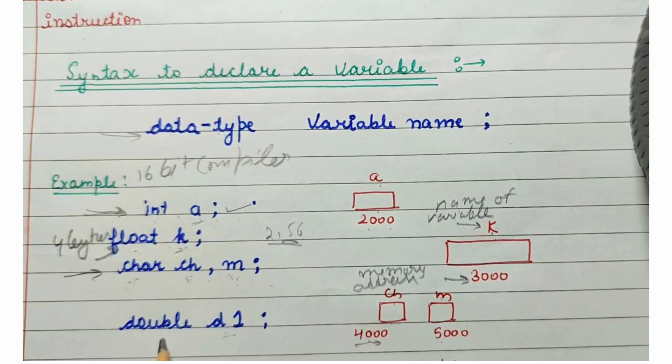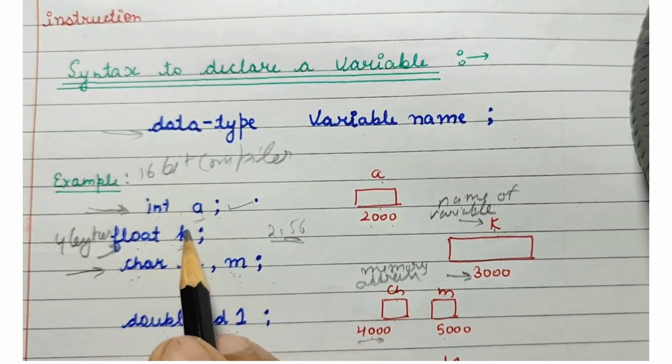Now double is also a data type. This double data type is also used for storing point values, but the difference is that float data type stores up to 6 decimal points and double stores the value up to 15 decimal points. So when we display the value k, it will display you the value.